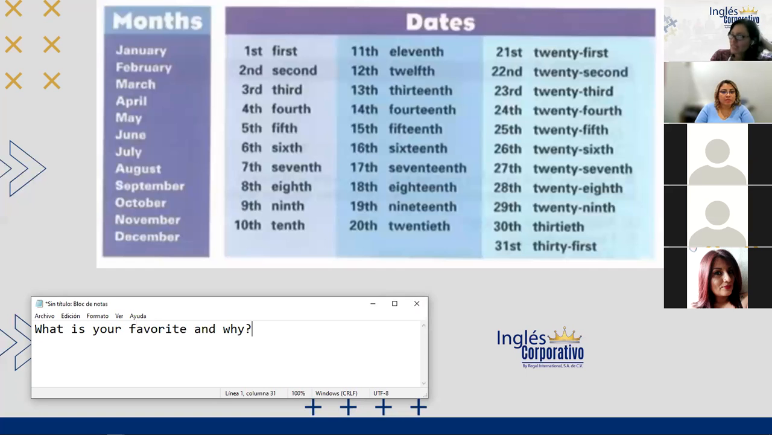Can you go to the chat, please, and type there your favorite month and the reason why you like it? ¿Por qué es que le gusta este mes? Why? So type it in the chat, please. Type it in the chat so that I can see.